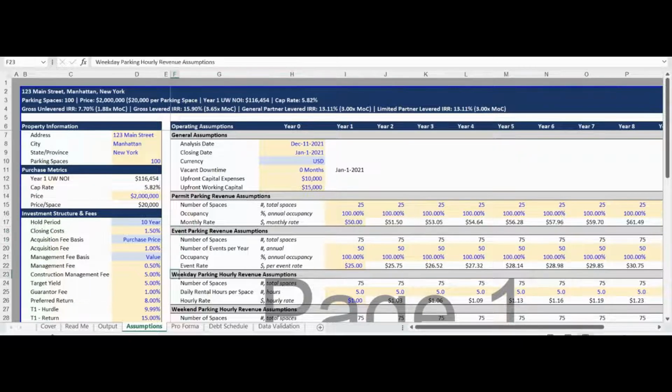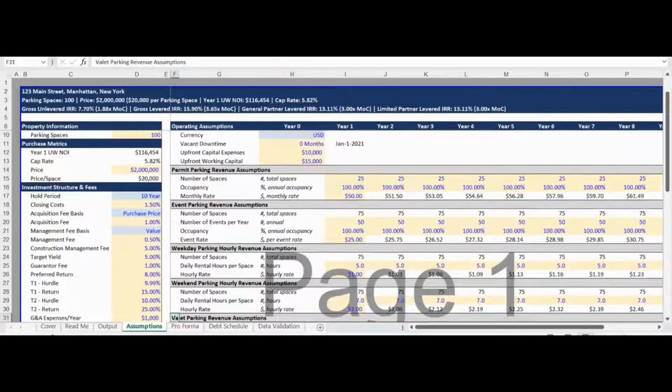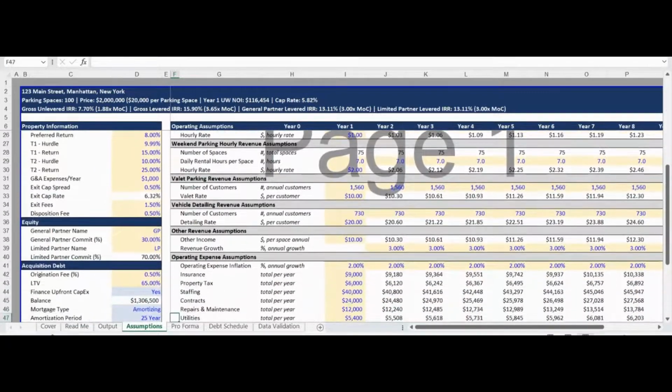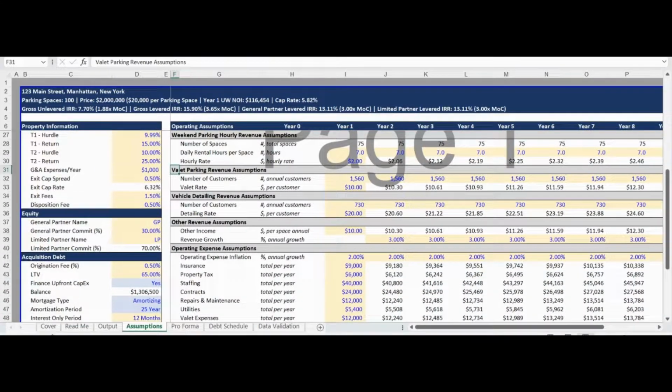The third revenue stream is for weekday hourly parking. Weekday hourly parking revenue is modeled as the product of the number of spaces available, the daily rental hours per space, and the rate. The fourth revenue stream is for weekend hourly parking. Weekend hourly parking revenue is modeled as the product of the number of spaces available, the daily rental hours per space, and the rate. The fifth revenue stream is for valet parking.